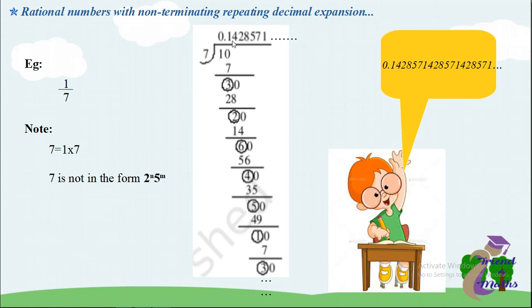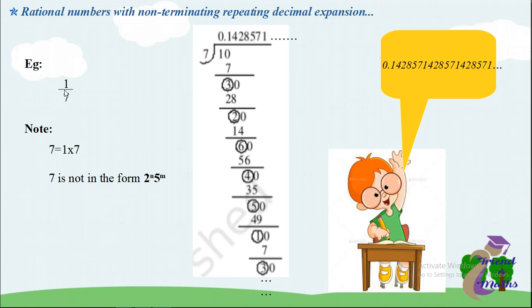That is here 142857, 142857, 142857. That will be the quotient of this division, and that will be non-terminating with no end, and also repeating, that is 142857 will be repeating. And that is here in this example.